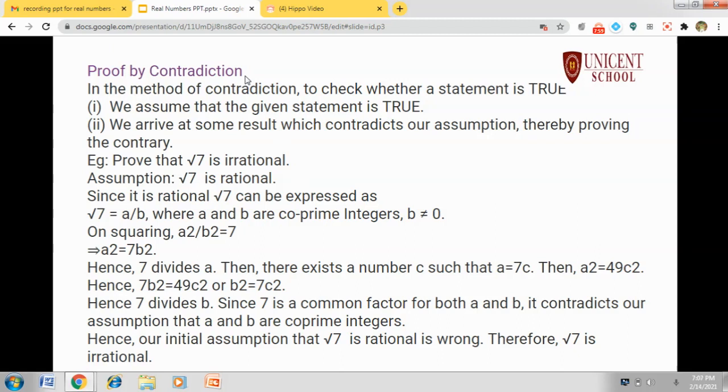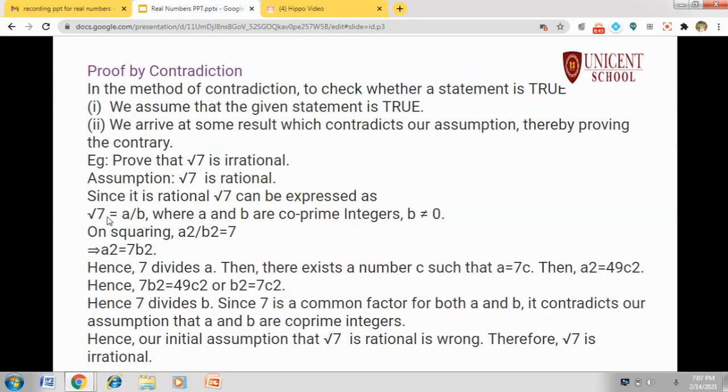What we do in this contradiction method is we assume that the given statement is true, and at some point we get a contradiction in our assumption, thereby proving the contrary. For example, let us prove that root 7 is irrational. Let us assume that root 7 is rational. So it can be expressed in the form of p by q. That is, root 7 is equal to a by b, where a and b are co-prime integers. Co-prime integers, remember this.